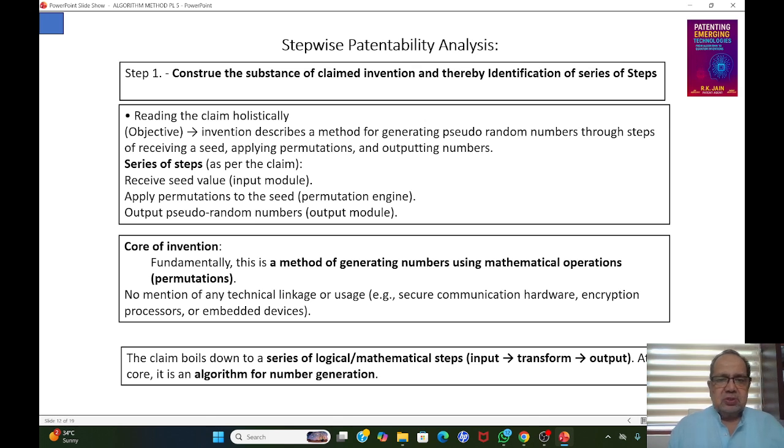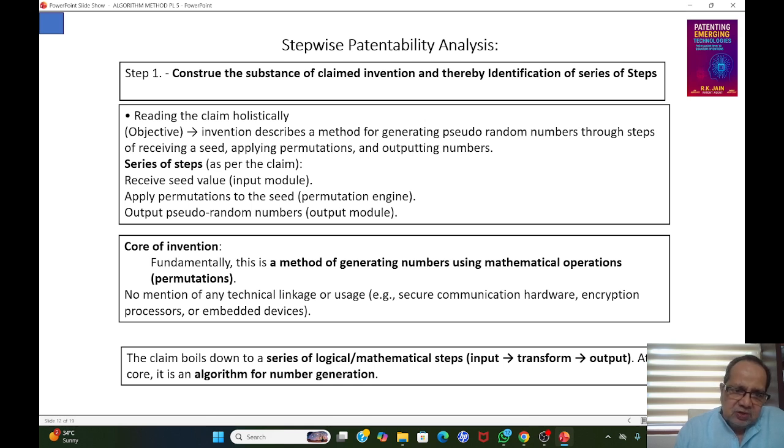Step 1: construe the substance of the claimed invention and break the claim into a series of steps. So what is the objective of this? This invention describes a method for generating pseudo-random numbers through the steps of receiving a seed, applying permutations and outputting numbers. So we break this into a series of steps: receiving the seed value, which the input module does; applying permutations to the seed, which the permutation engine does; and finally giving you the output, which is given by the output module.